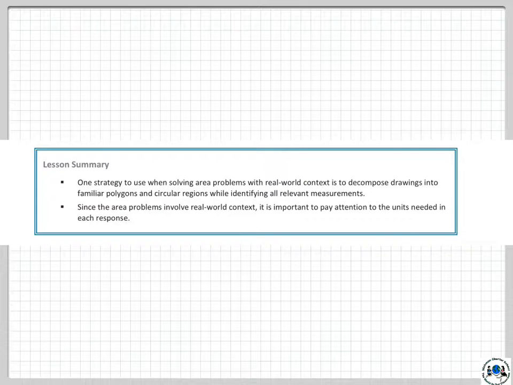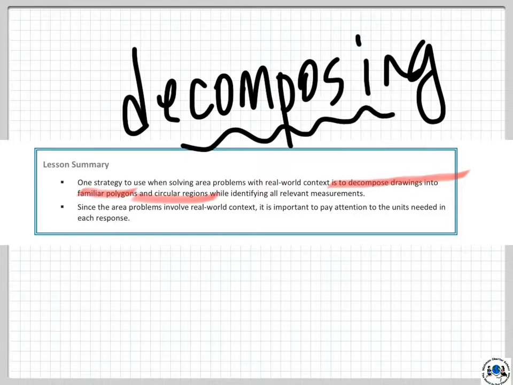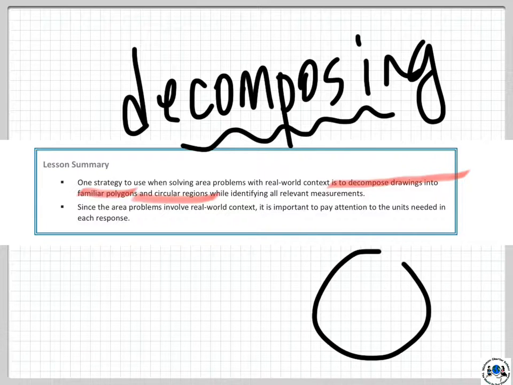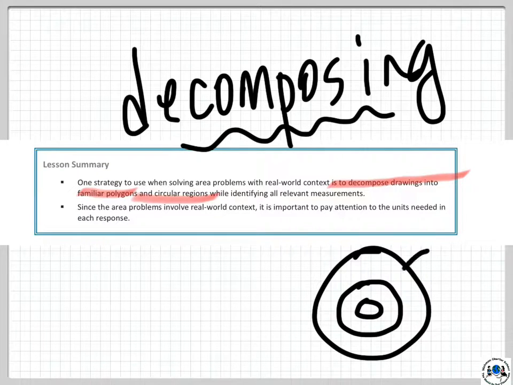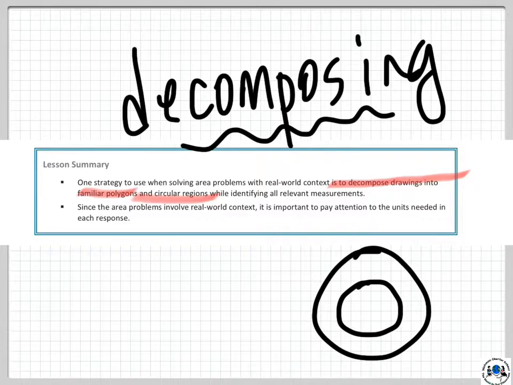In summary, one strategy to use when solving area problems with real-world context is to decompose drawings into familiar polygons and circular regions. This idea of decomposing is very, very important. I think I wrote this many times in Module 3 when we did this before. To decompose is to take things apart, like the targets. I hope some of you thought about this. If I want to find the area of this one here, I could find the area of the entire thing, and then find the area of this smaller one here, and then I would know what that one is.